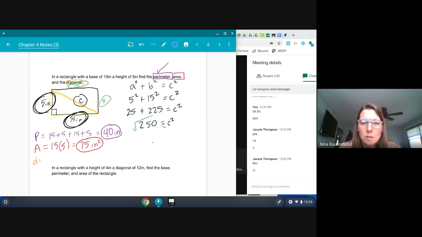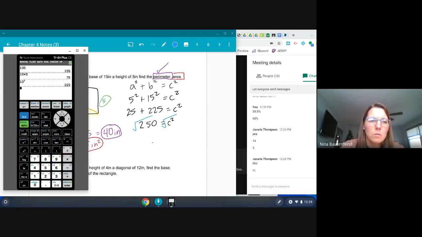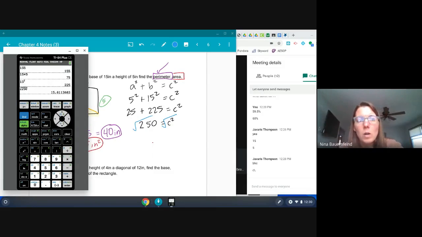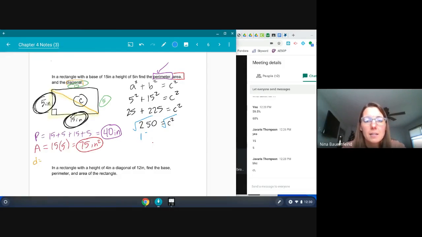Okay, last move is always to square root. So square root of 250 is 15.81. Round to the 1 decimal spot. So since it's 8.1, it stays as just 8.